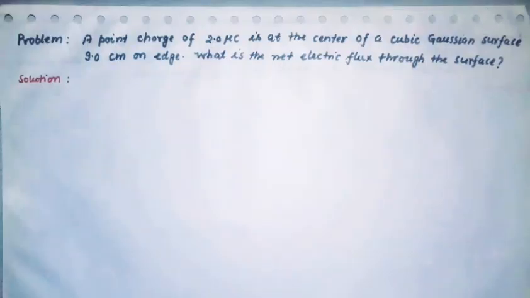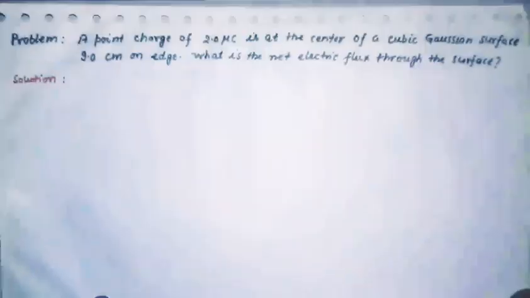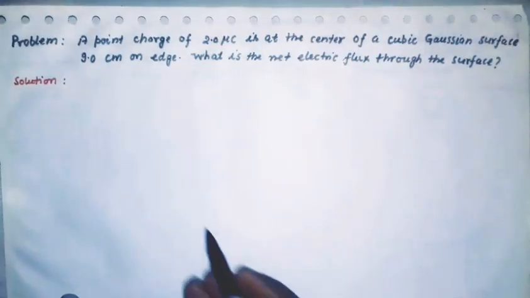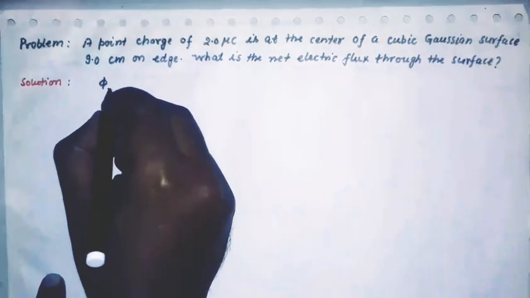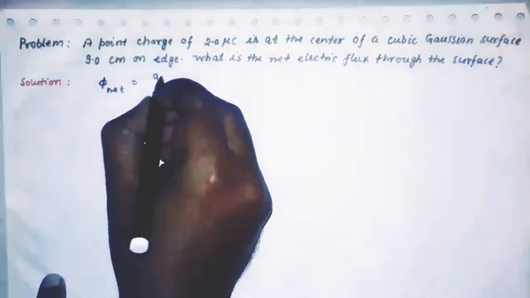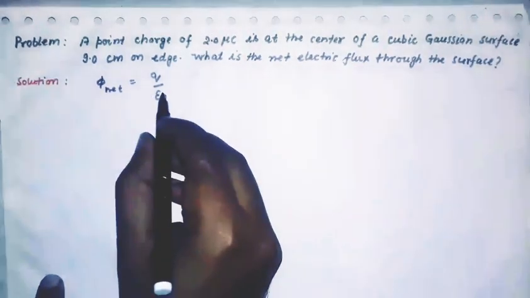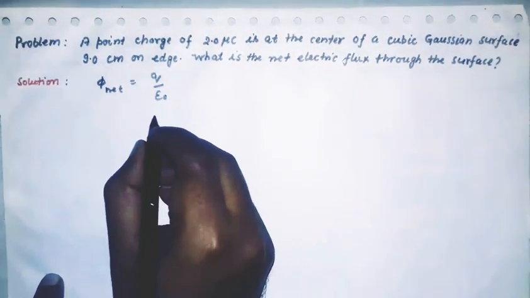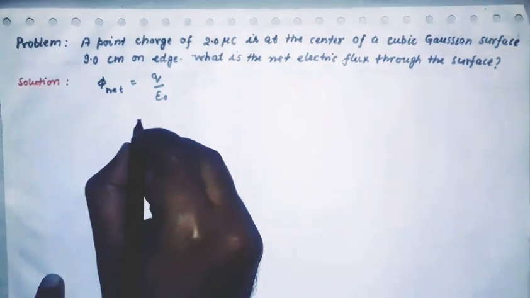In the next problem, a point charge of 2 microcoulomb is at the center of a cubic Gaussian surface 9.0 centimeter on each side. What is the net electric flux through the surface? In this case the net flux phi is given by Gauss's theorem, Q upon epsilon naught, where epsilon naught is the permittivity of free space. And now put down the values.